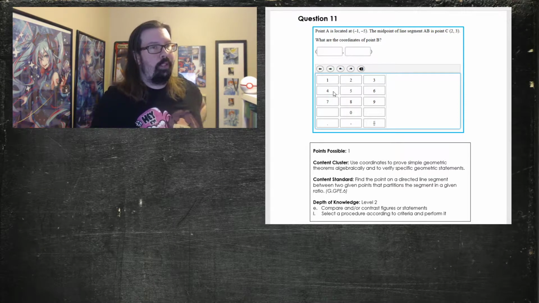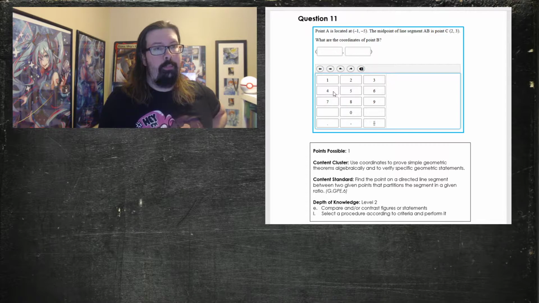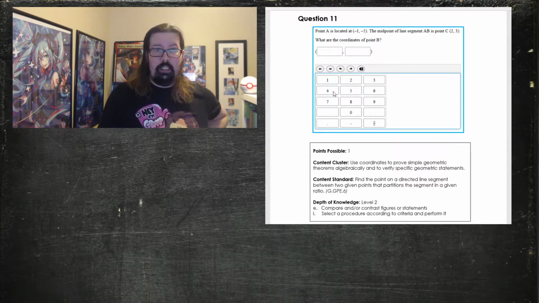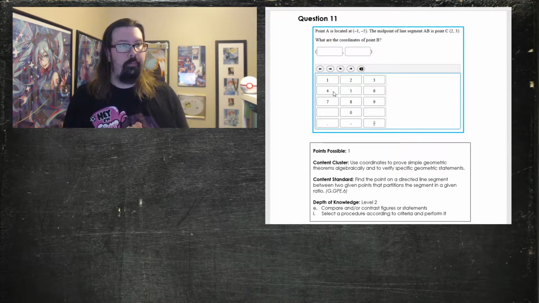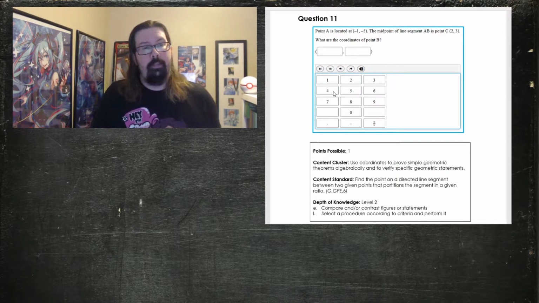So, point A is located at -1, -5. The midpoint of the line segment AB is point C at 2, 3. What are the coordinates of point B?